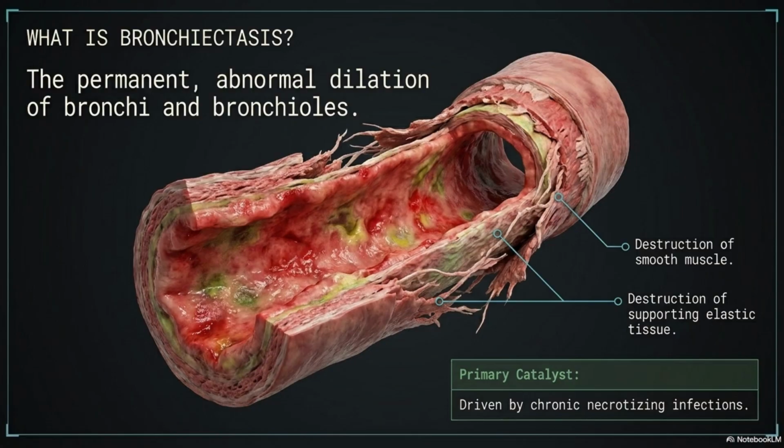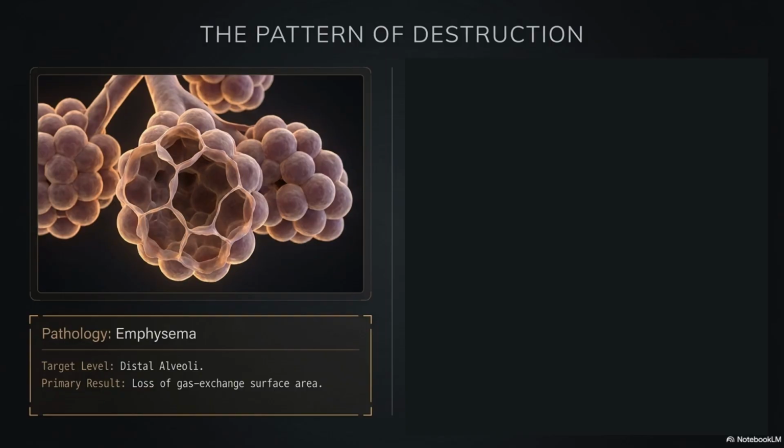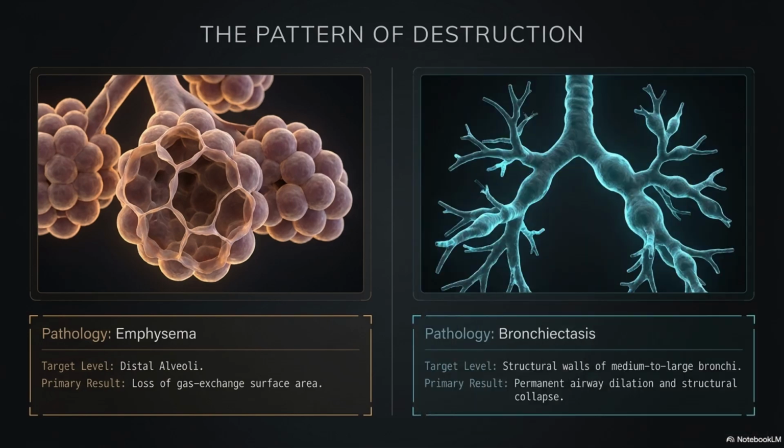To understand this better, let's compare the pattern of destruction. In the pathology of emphysema, the target level is the distal alveoli, and the primary result is the loss of gas exchange surface area. However, in the pathology of bronchiectasis, the target level shifts to the structural walls of the medium to large bronchi. The primary result here is permanent airway dilation and structural collapse.